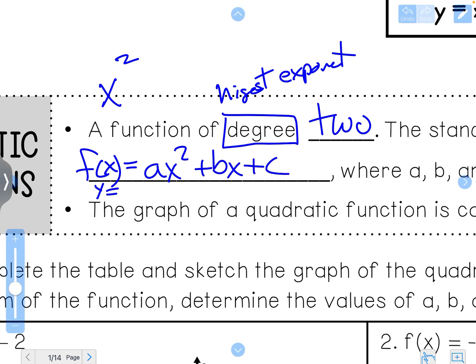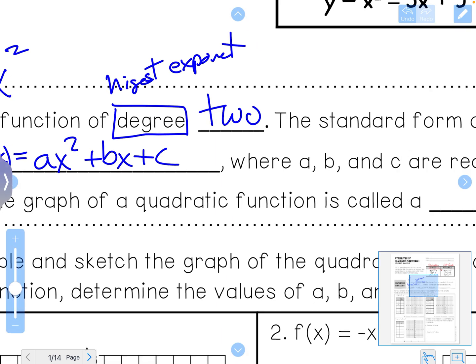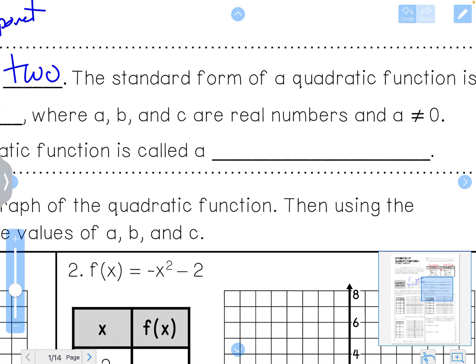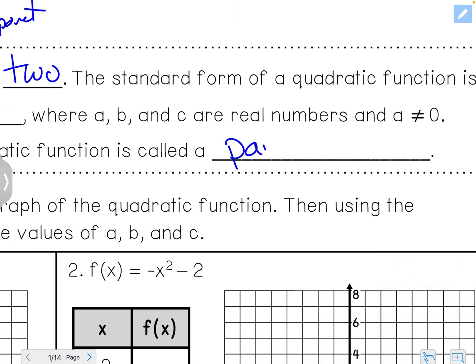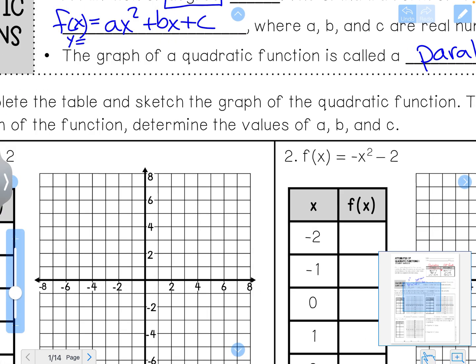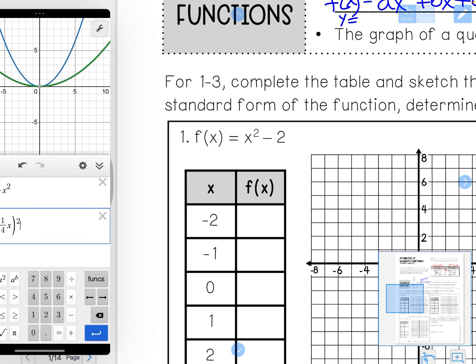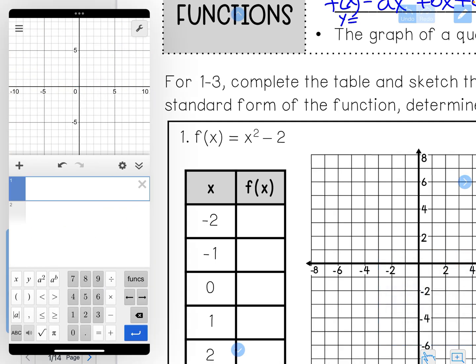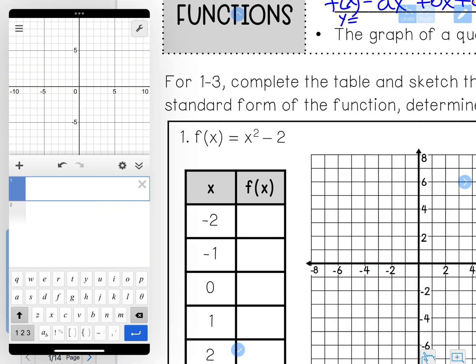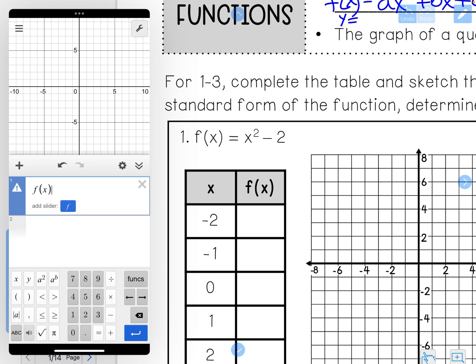So you've been factoring quadratics for a couple of weeks now, and now we're going to look at what quadratics actually are. So the graphs of our quadratic functions, we call them parabolas. Again, not parabolas, parabolas. So what we're going to do right now is we're going to open up Desmos, and we are going to graph this function here: f of x equals x squared minus 2.